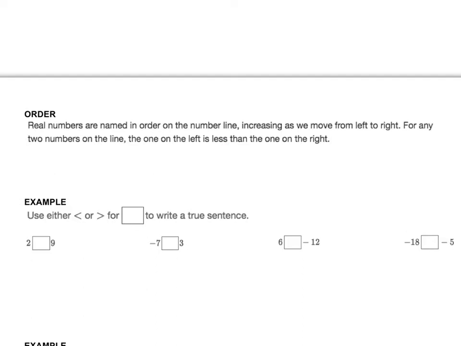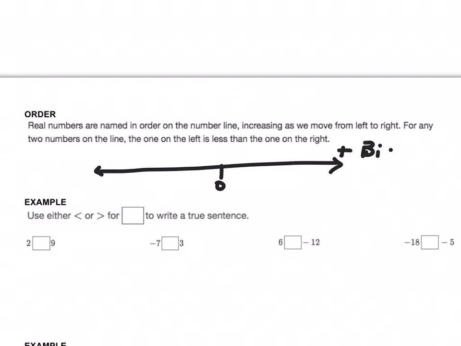Let's talk about this for a second. Let's draw a quick number line here, and I'm going to put 0 here in the middle. The numbers over here are positive, and these numbers are big. I'm going to put a negative sign over here to the left, and these numbers are going to be small. So in order to say which number is bigger than the other, we need to think of a number line.